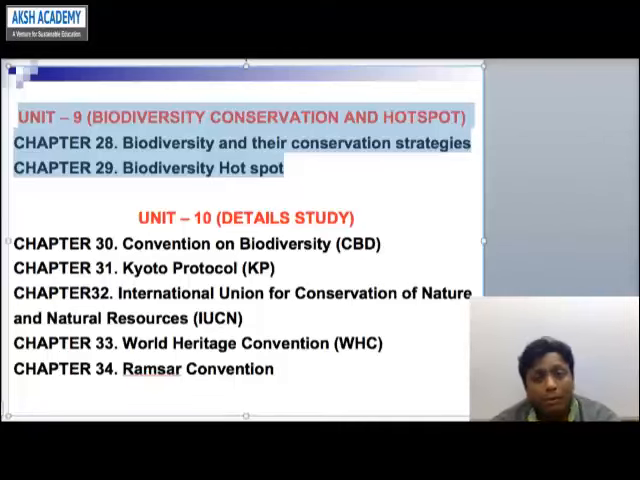Biodiversity hotspot came in your paper even in 2011. What is the meaning of it? Even in 2006 UPSC asked which features are correct about the hotspot. Six statements were given there, and 3 statements were correct, in the 2006 prelims examination.